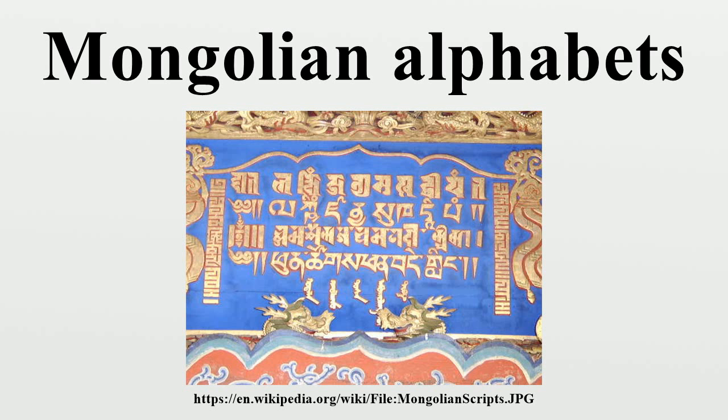Fagspa script. The traditional Mongolian alphabet is not a perfect fit for the Mongolian language, and it would be impractical to extend it to a language with a very different phonology like Chinese. Therefore, during the Yuan dynasty, Kublai Khan asked a Tibetan monk, Drogon Chogyal Phagpa, to design a new script for use by the whole empire.